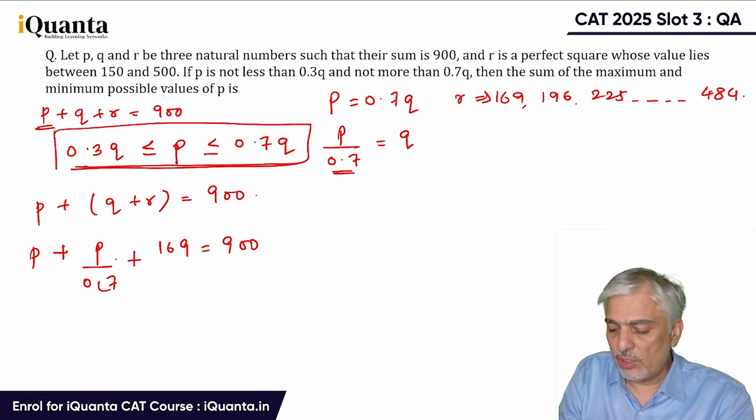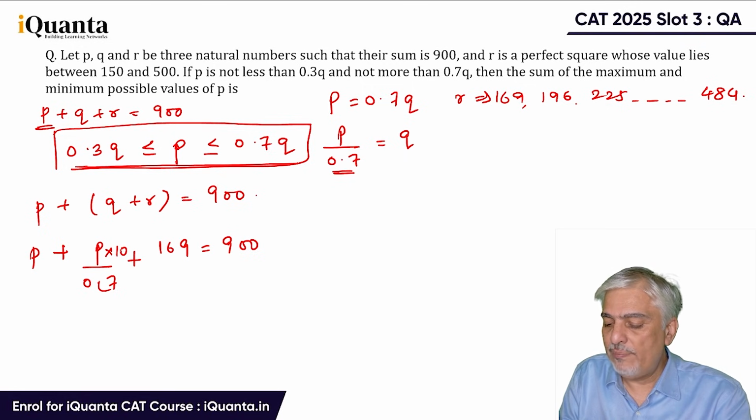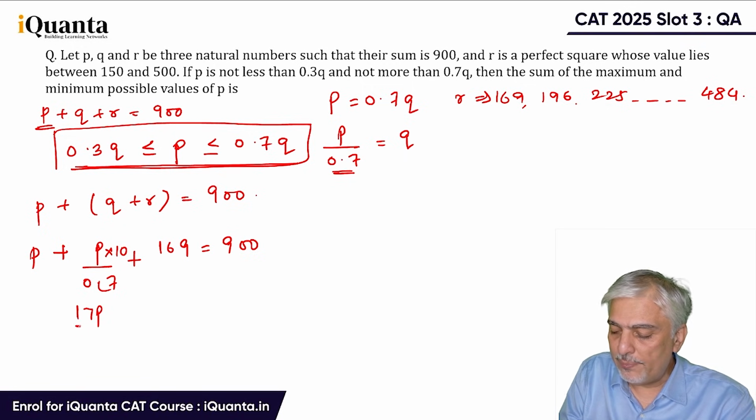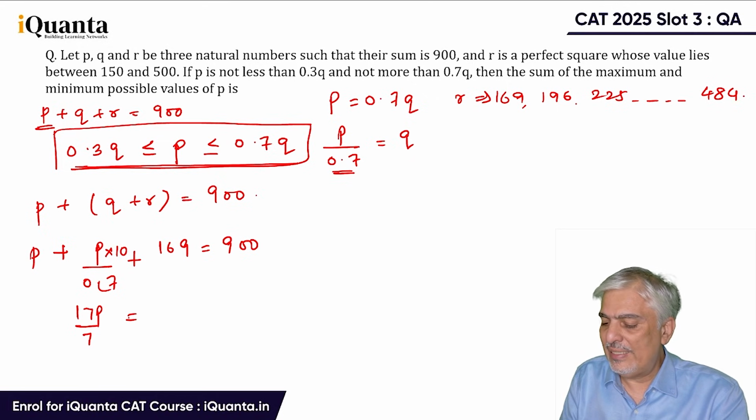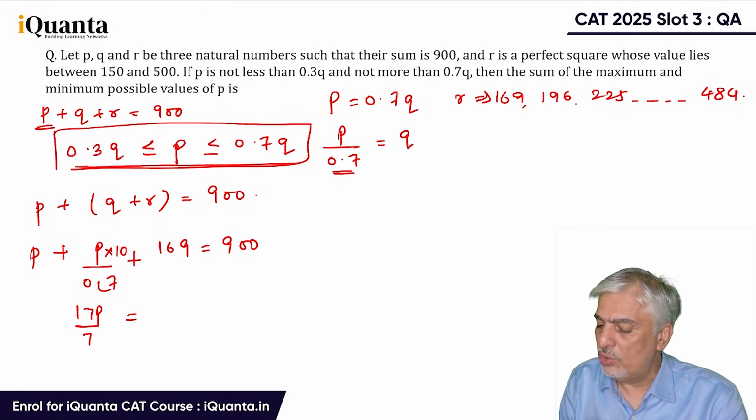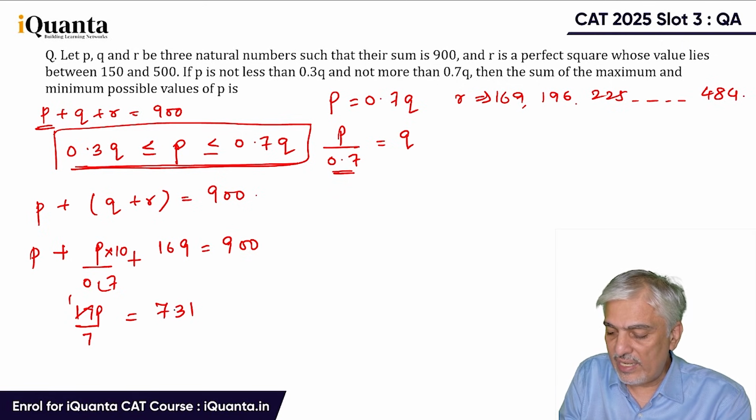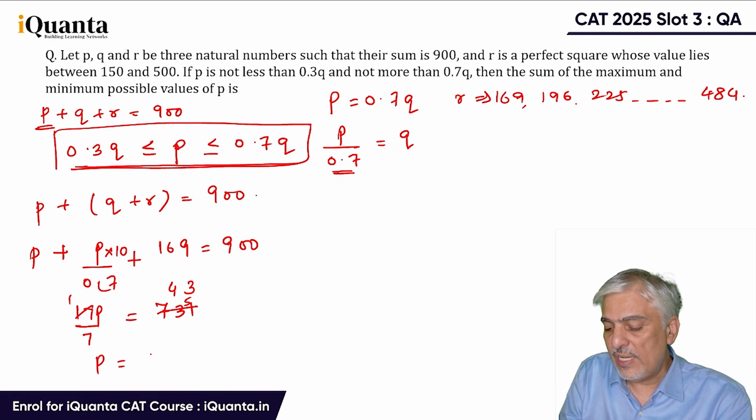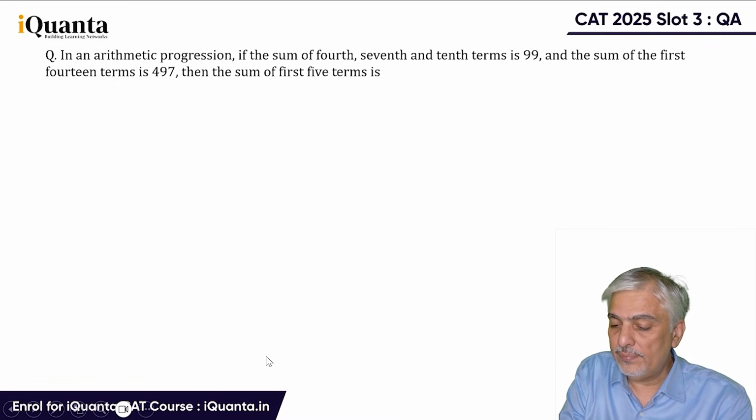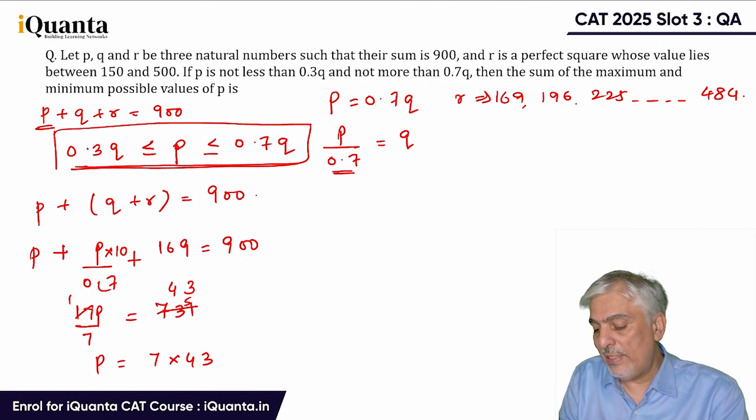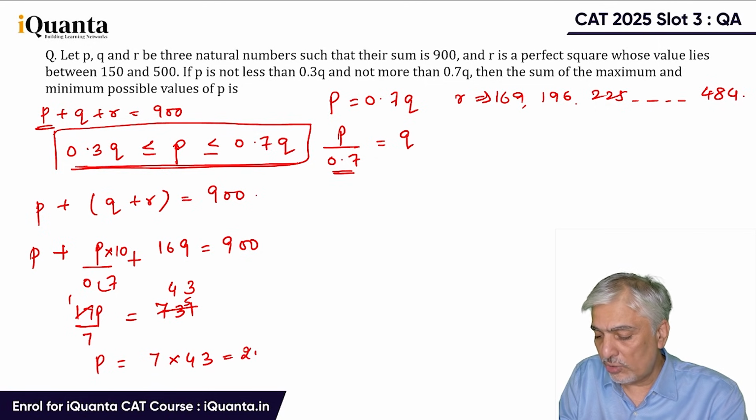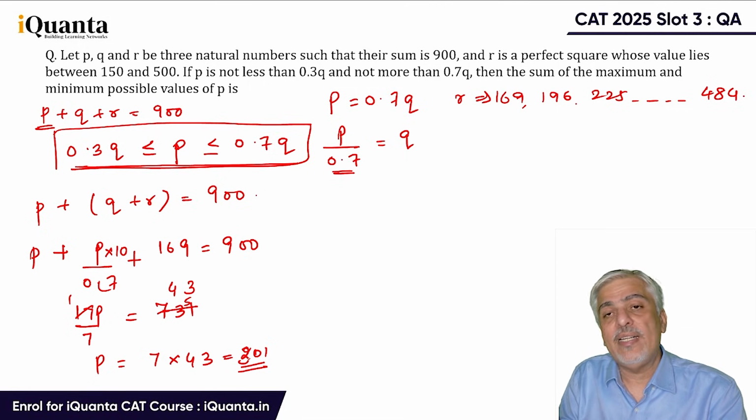Let's remove this decimal. So you get it into 10 over here. 7P plus 10P, 17P upon 7 is 731. I just need to check whether this is divisible. 17 4s are 68, 17 3s are 51. So yes, I'm getting a value for P. So P is 7 into 43. 7 into 43 will be, oh sorry, 301. That will be 280 plus 21, 301. Right? So leave it over here.